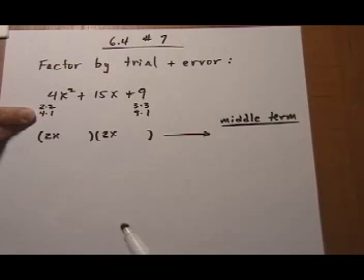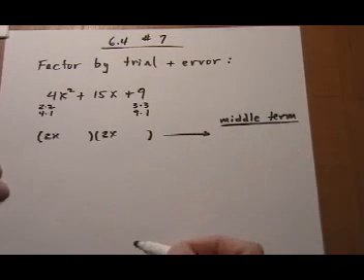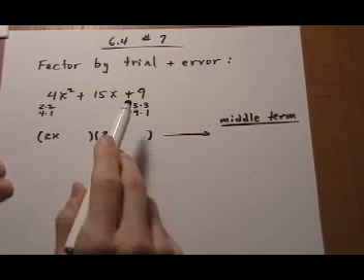And so you see, that's why it's called trial and error. You just try out a bunch of stuff, hopefully try all possibilities, and see which one gives you the right middle term. So let's see if we can get the signs to help us out a bit first.